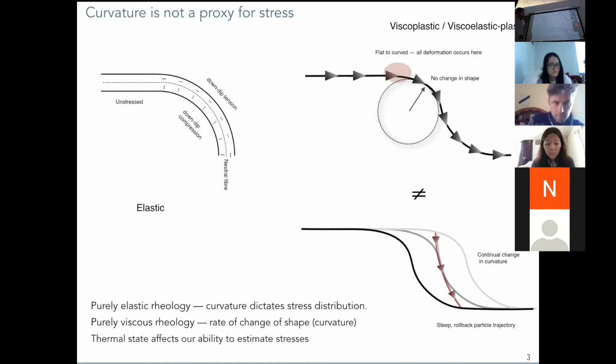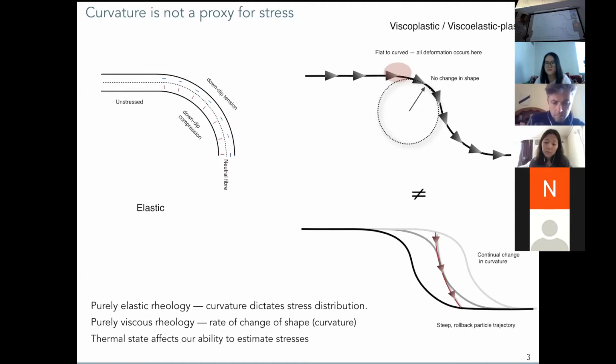Whereas in a viscous system, it's a rate-dependent process. It depends on the pathway to getting into that shape, and the speed at which you get into that shape, as to what the stresses now look like.